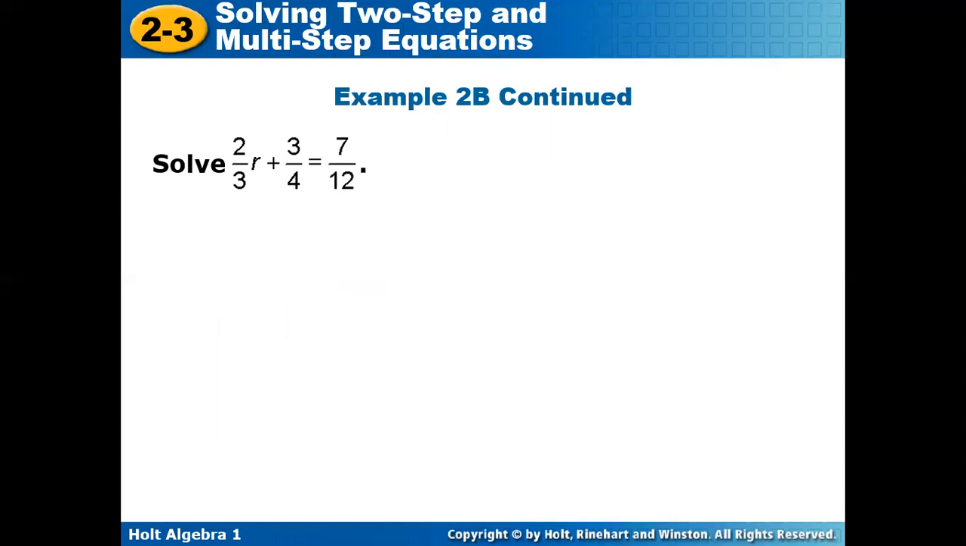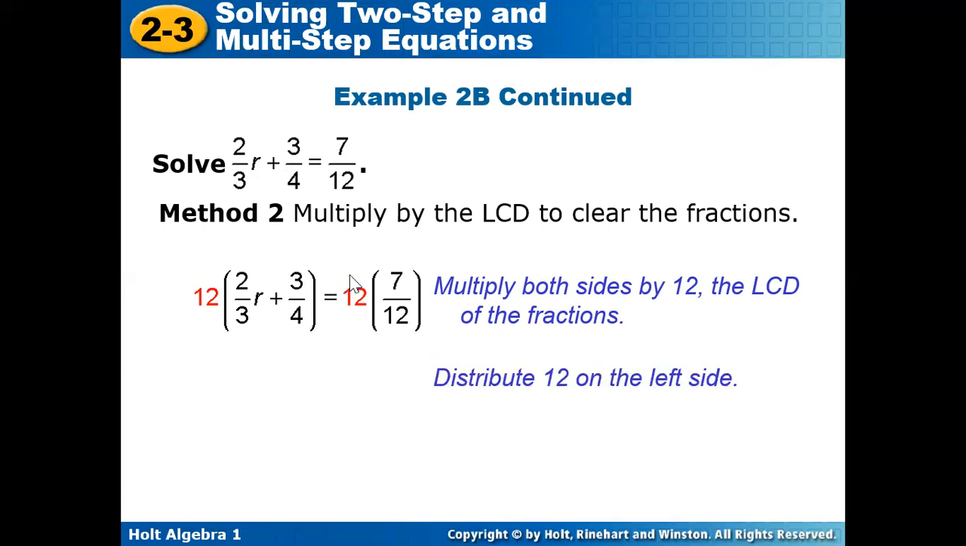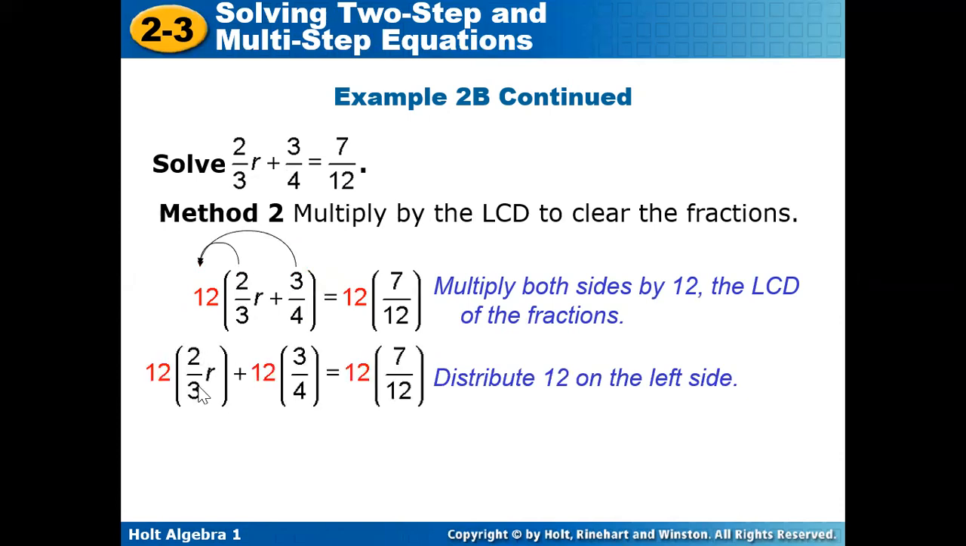Try this one. Once again, you can use the same method, the lowest common denominator method, to clear out the fractions. The lowest common denominator here is 12, because 3, 4, and 12 can all be made to have 12 as the denominator. So we're going to multiply both sides by 12. We're going to use our distributive property: 2/3 r times 12, 3/4 times 12. And then these 12s are going to cancel out.